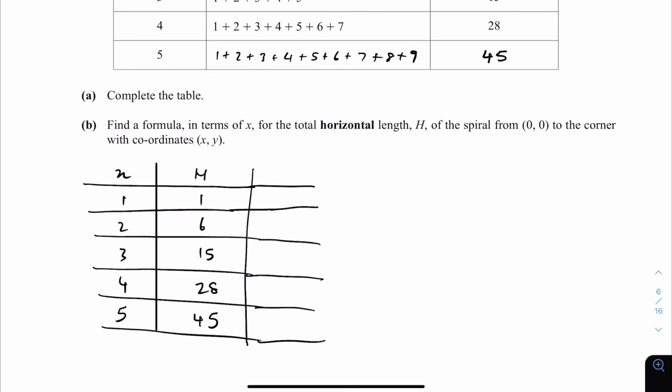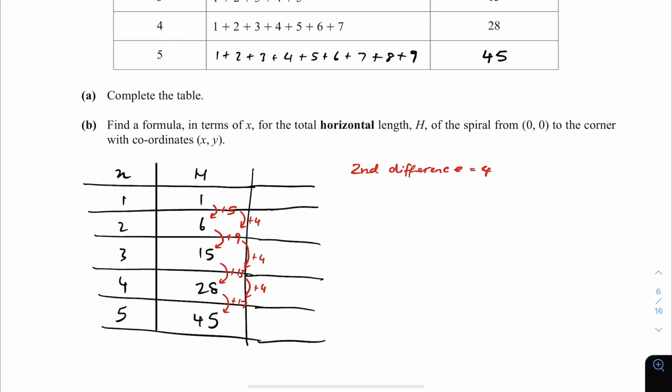So let me use a red pen actually to make it clear. So plus 5. Then 6 to 15 is plus 9. 15 to 28 is plus 13. 28 to 45 is plus 17. So clearly there's a second difference since the first differences are not equal. So plus 5 to plus 9 is plus 4. Plus 9 to plus 13 is plus 4. Plus 13 to plus 17 is plus 4. Which means that the second difference equals 4.